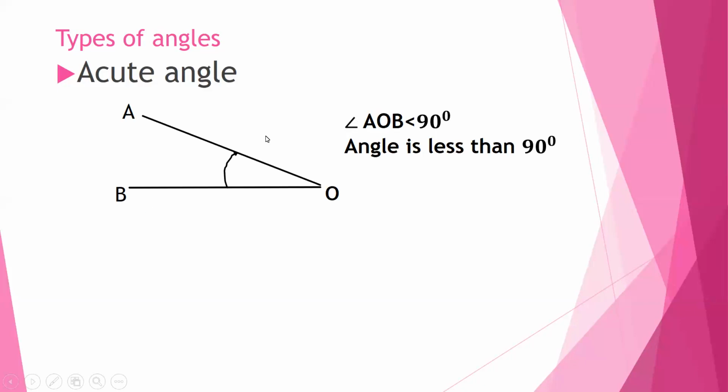So when you look at the drawing here, at point O is where the lines meet. So when you see this symbol here, where the points meet will be in the middle here. So it's telling us that the angle is at point O. So you read it as angle AOB, right?